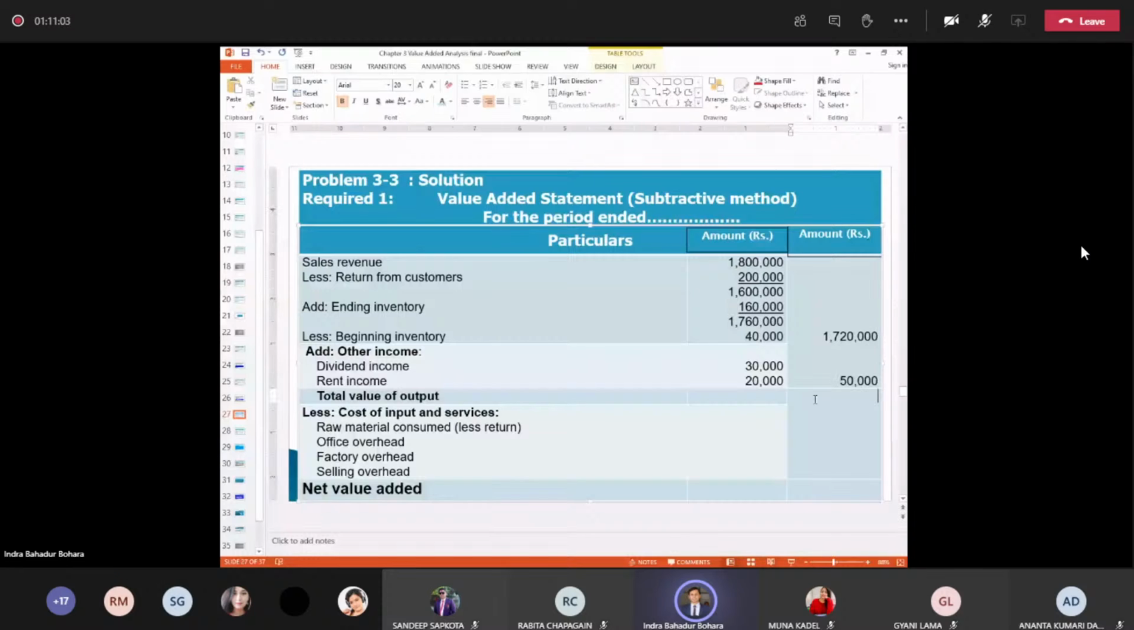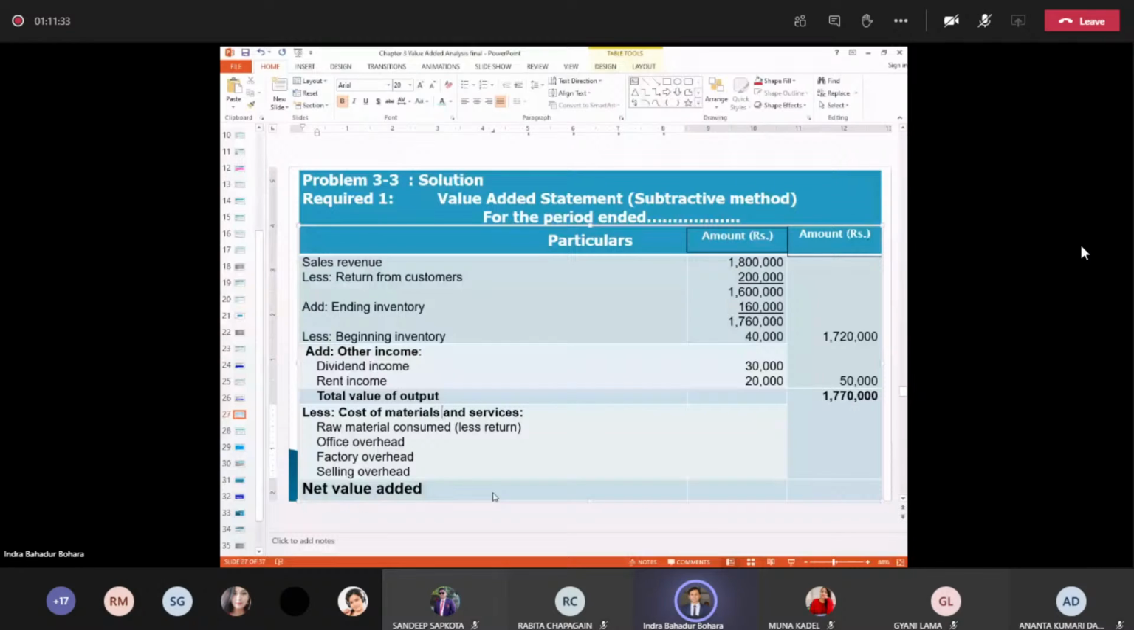And total value of output, or output sold, is 17 lakh 70,000. From that, you deduct cost of materials and services, or you can write cost of inputs and services, or cost of material and services.